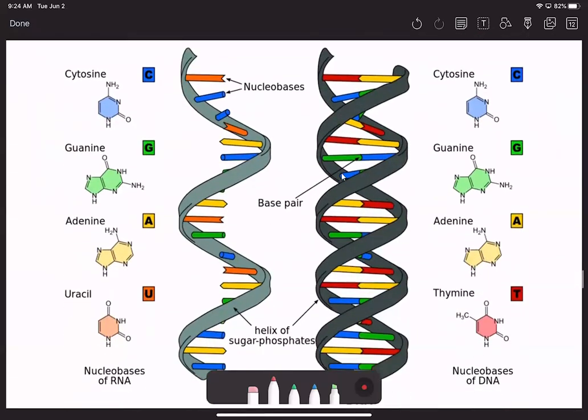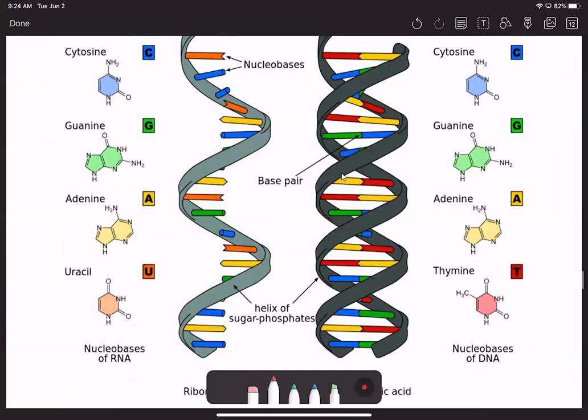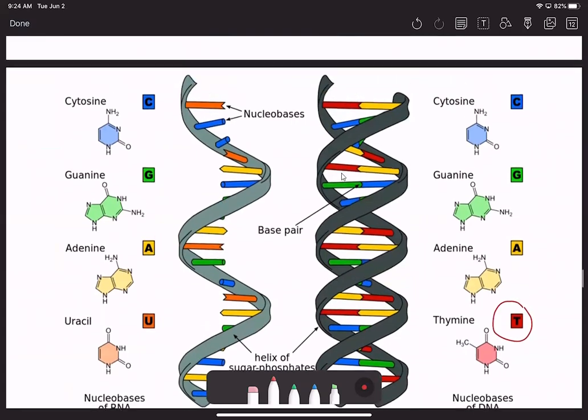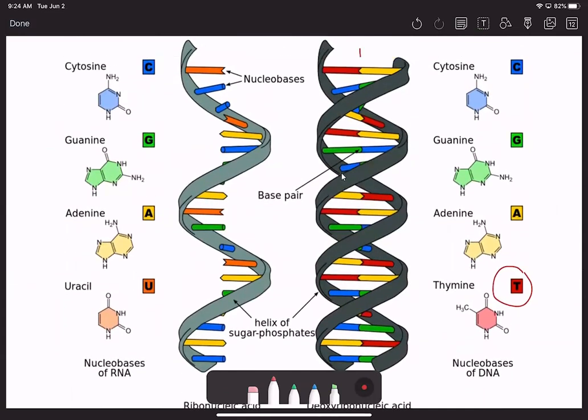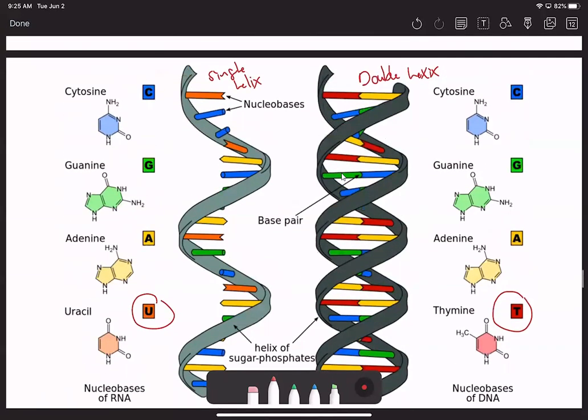So we know that DNA can replicate itself. We now know some differences between RNA and DNA. DNA includes deoxyribose. DNA includes thymine. But what we may not have noticed is that DNA is also a double helix, and RNA is just a single helix. RNA uses uracil. So those are some differences between our RNA and our DNA structures.